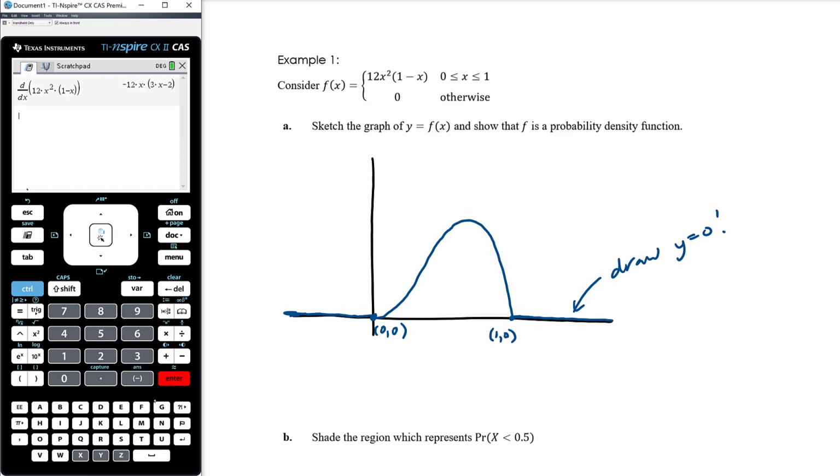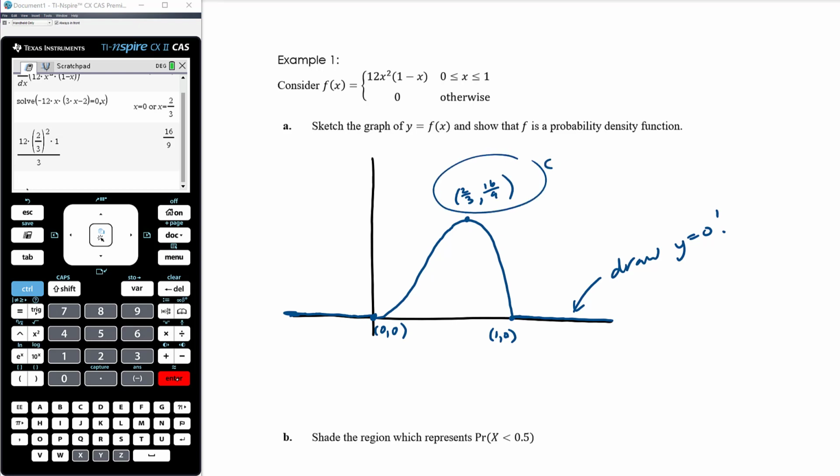So that's the derivative of that function, and so if I solve that equal to 0 to get the turning points, that's at 2/3. And then if I put 2/3 back into that, 2/3 squared times 1 minus 2/3 is 1/3. I'm just going to type that. So 16 on 9.